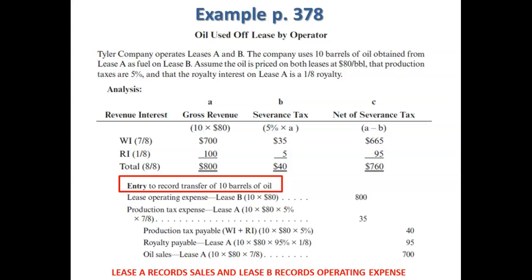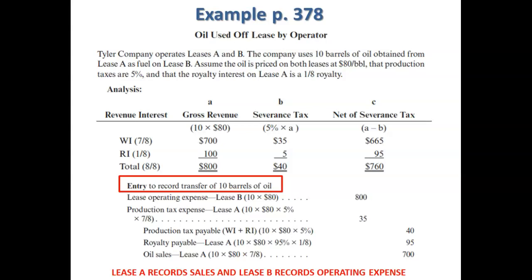So for the working interest owners, 7/8, it's going to be 10 barrels times the $80, or $700, less the severance tax of $35. So the net revenue is $665 for the working interest owner. For the royalty interest owner, it's going to be his percent of the 10 barrels times the 80, so that's $100 less the $5 severance tax. So the net revenue is $95.